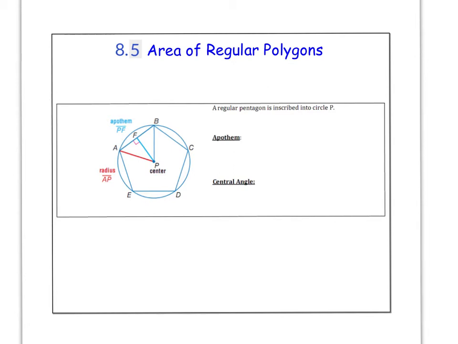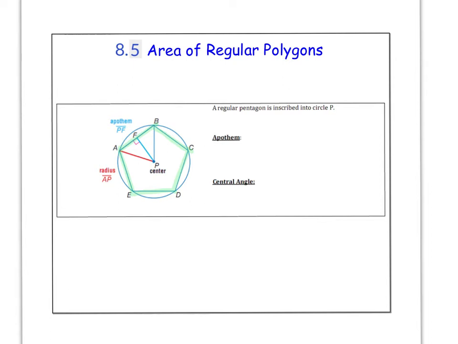Polygons, remember, are closed shapes, closed figures that are made out of straight segments. And so you can see if I outline this in green, ABCDE is a polygon. In fact, it is a pentagon because it has 5 sides. A pentagon is a type of polygon.